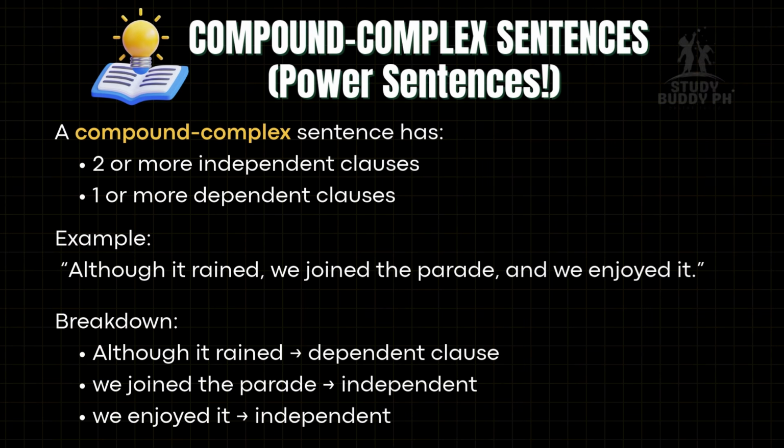A compound complex sentence has 2 or more independent clauses and 1 or more dependent clauses. Example: although it rained, we joined the parade and we enjoyed it. Breakdown: although it rained, dependent clause. We joined the parade, independent. We enjoyed it, independent.